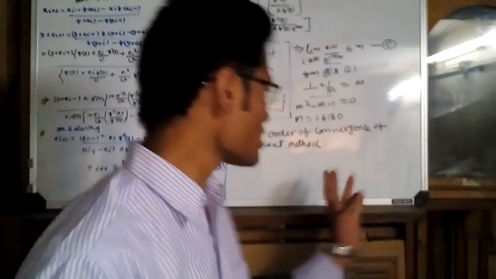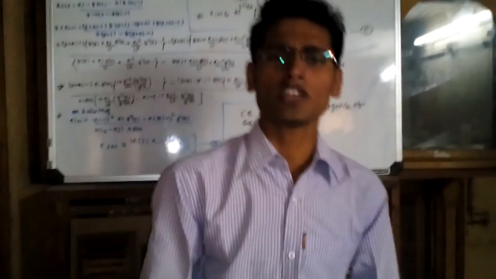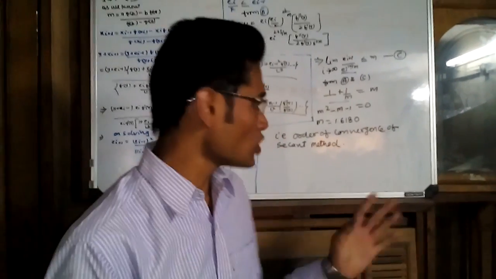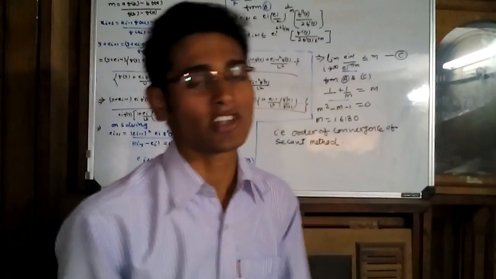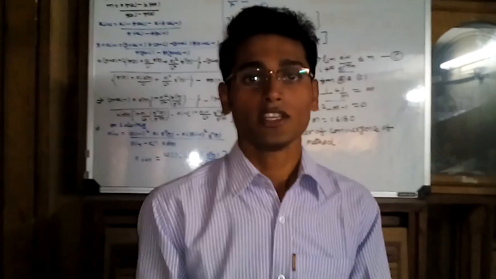So basically the order of convergence is less than the Newton-Raphson method, which is 2. So the rate of convergence is pretty slow, and also I think that the second method does not give an exact guarantee of the solution.